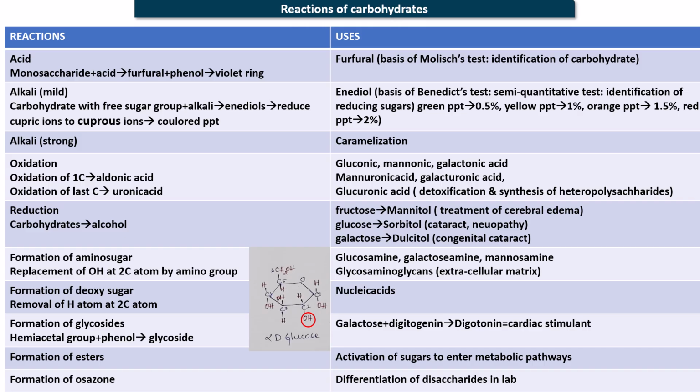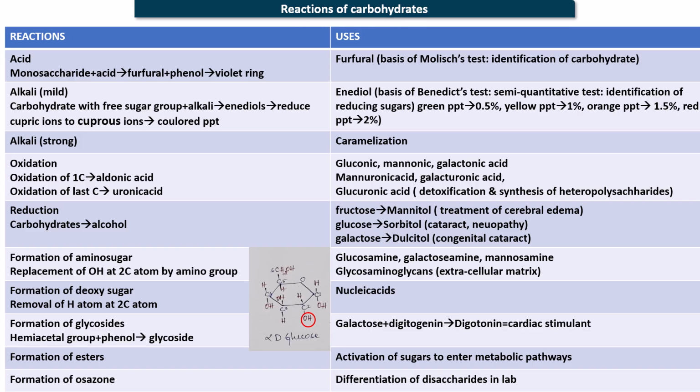Next is formation of esters, where sugars combine with phosphate to form esters. Examples include glucose 6-phosphate, fructose 6-phosphate, and fructose 1,6-bisphosphate. All these are required for activation of sugars to enter different metabolic pathways.